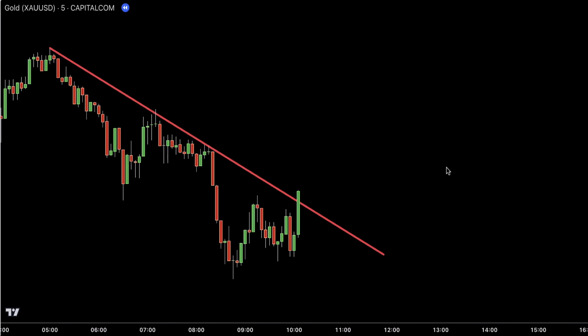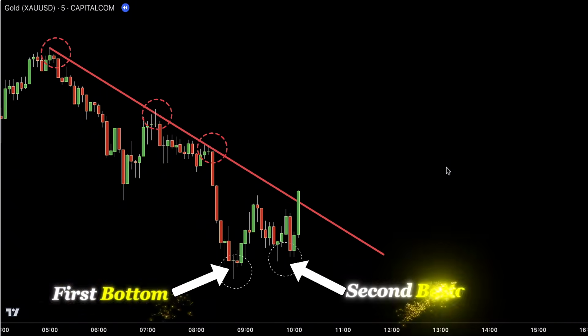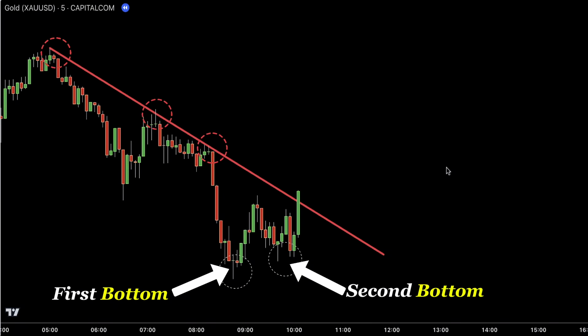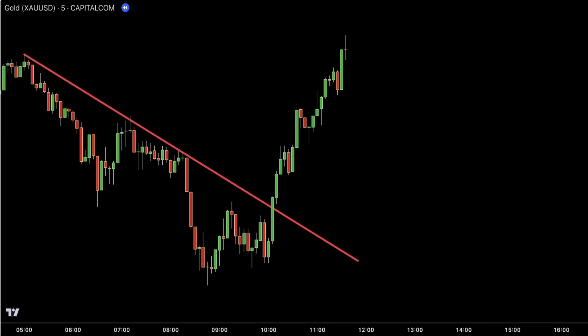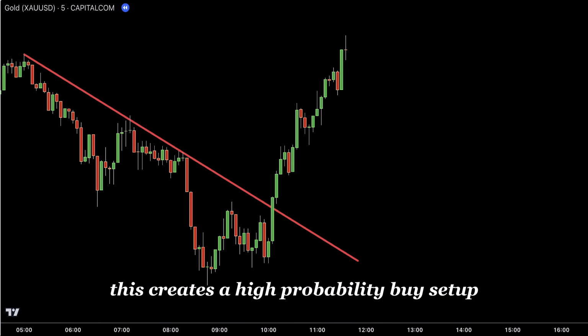The same concept works in the opposite direction. In a downtrend, the market forms a double bottom. This shows that sellers failed to push the market lower. When price then breaks above the trend line, it confirms that buyers are gaining control. This creates a high probability buy setup.